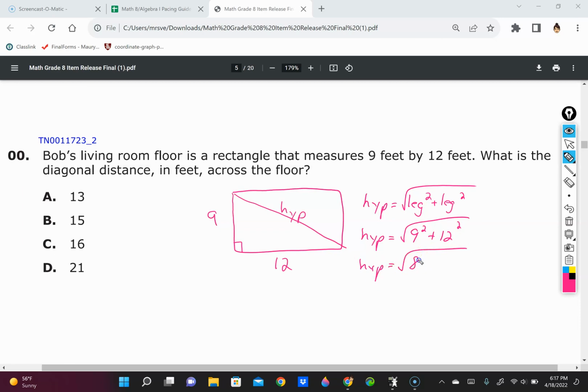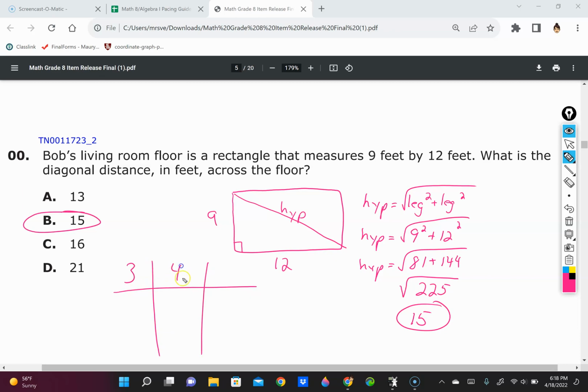9 to the second power is 81. 12 to the second power is 144. 144 plus 81 gives you the square root of 225. 225 is a perfect square, and the square root of 225 is 15. You could also think about your Pythagorean triples. 3, 4, 5 is your Pythagorean triple. And if I multiply 3, 4, 5 by 2, I get 6, 8, 10. If I multiply 3, 4, 5 by 3, I'm going to get 9, 12, and 15. And that's what we have here.